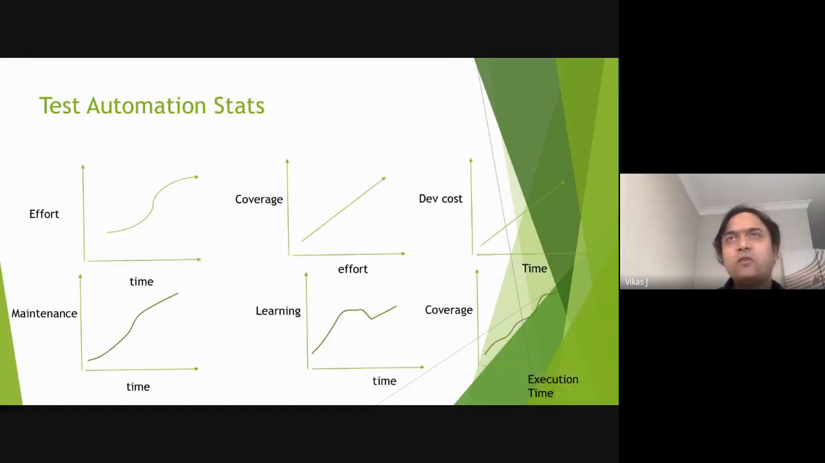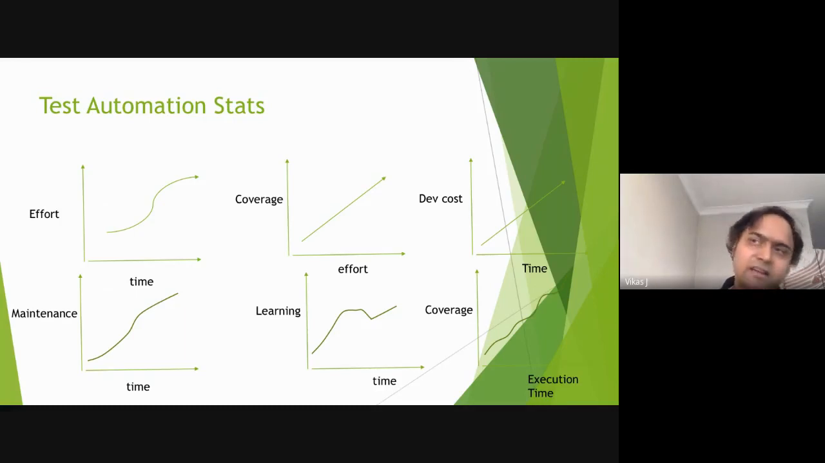Now, these are a few automation stats, how they may look in most companies. If you look at the first graph, it's effort versus time, where over a period of time the effort just increases on your automation testing. If you want to increase the coverage, the effort also increases. So does the automation development cost. Over a period of time, it just increases. There's no drop anywhere. And surprisingly, this is quite a common phenomenon in the market. And then the maintenance cost is increasing over a period of time. It should actually decrease.